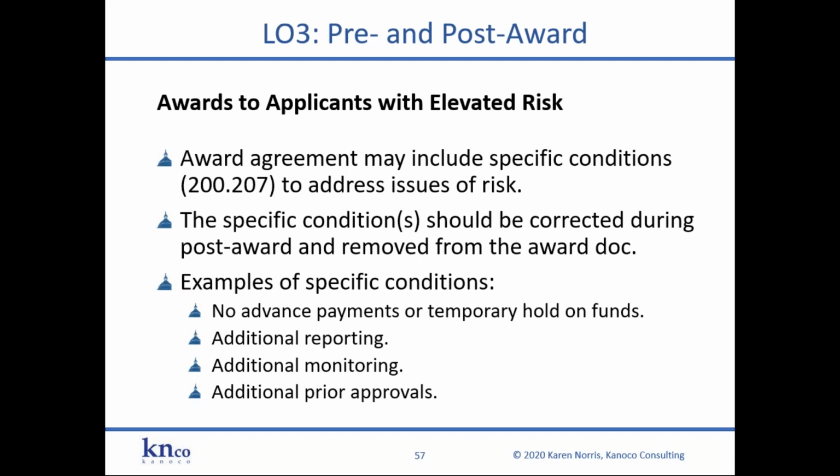So applicants who have elevated risk can receive an award. So a granting agency can award a high-risk grantee. So if you're an organization that's new and it's never had a federal grant before, you're going to come in at a slightly higher risk because you have no past performance to prove that you can manage grant awards.